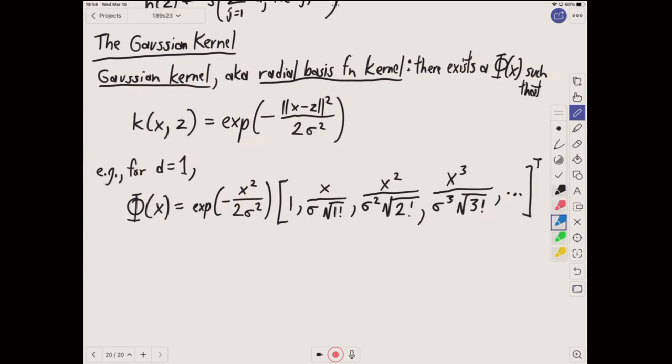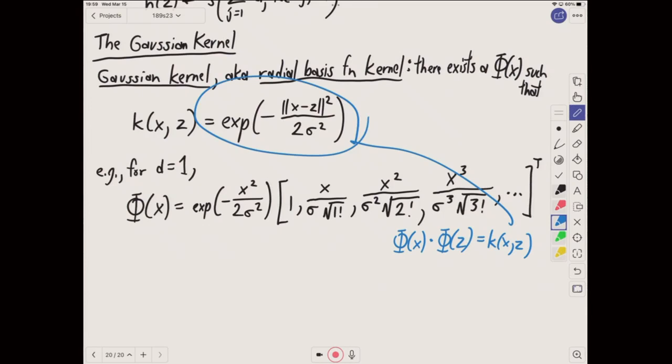And so therefore, if you take the inner product of 2 such vectors, say phi of x dot product with phi of z, then that gives you an infinite series. And the terms of that series get smaller and smaller, so they do converge to something. And the something that they converge to is, in fact, the kernel function of x and z that I drew up here. So that's something you could sit down and prove if you wanted to.